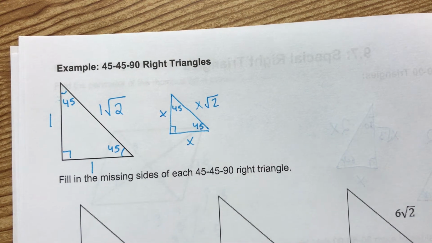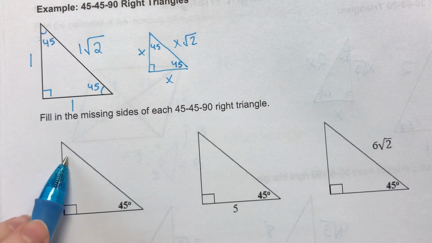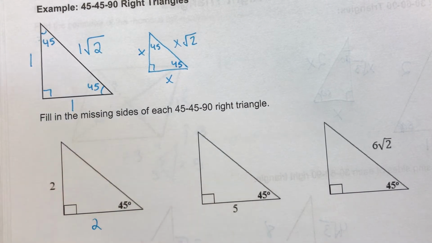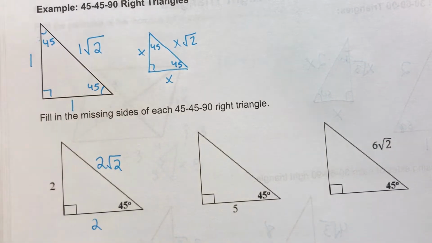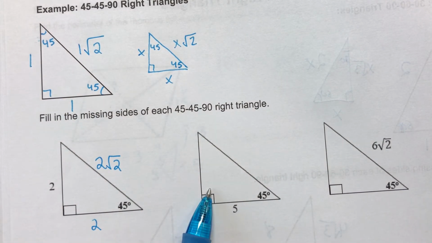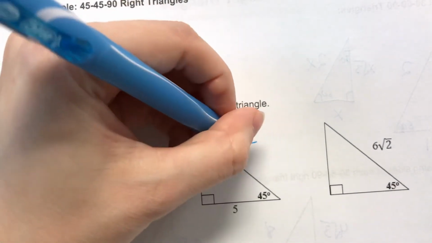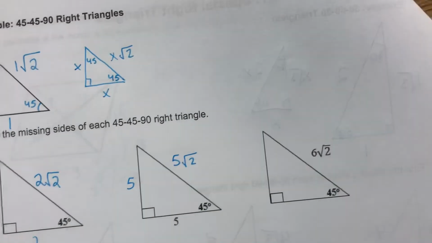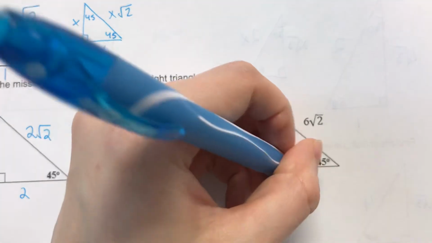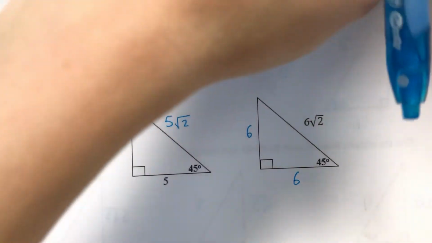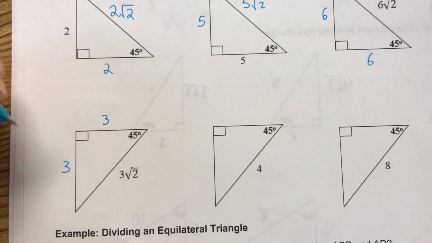So if we take a look at our examples, we've got a side length of 2 in a 45, 45, 90 triangle, so this is going to be also 2. It's got to be the same. And then this hypotenuse has to be 2 square roots of 2. All right, over here, if we've got a 5, then we have a 5, and we have a 5 square roots of 2. If we start with a 6 square roots of 2, then we know that this side length was 6 and this side length was 6. If we start with a 3 square roots of 2, we know that our side lengths are 3 and 3.